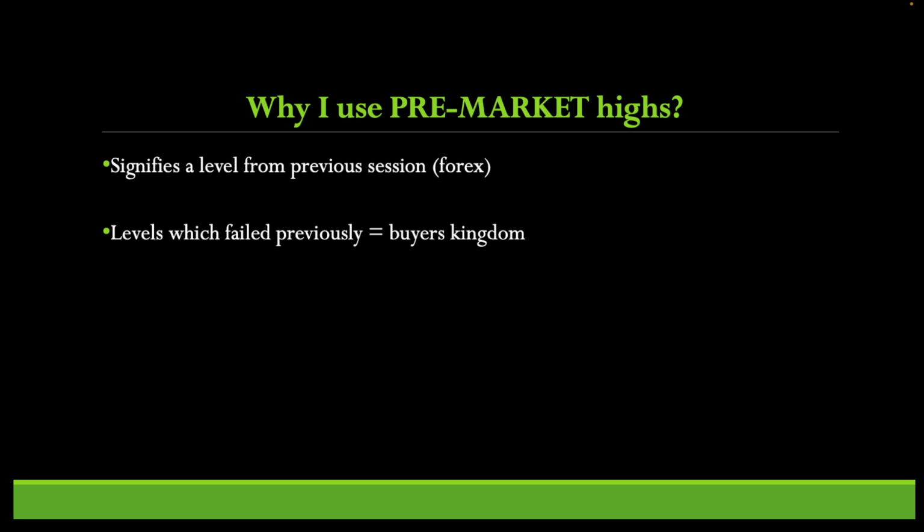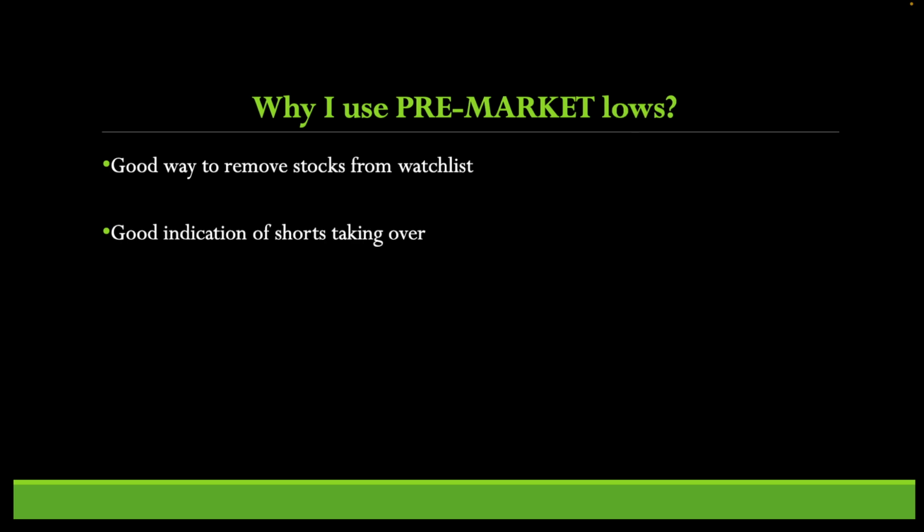It's essentially areas that failed to break in pre-market that broke in intraday with a higher amount of volume, signifying upward trajectory on a stock. So it's a very good thing to use. Pre-market lows, on the flip side, this is good to remove stocks on your watch list. If something breaks below pre-market low, remove it from your watch list.